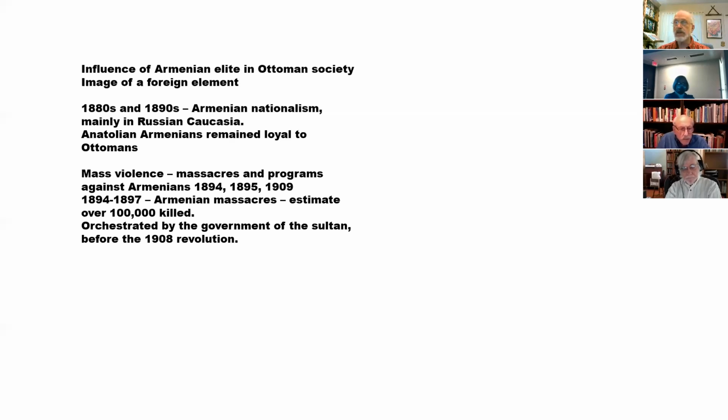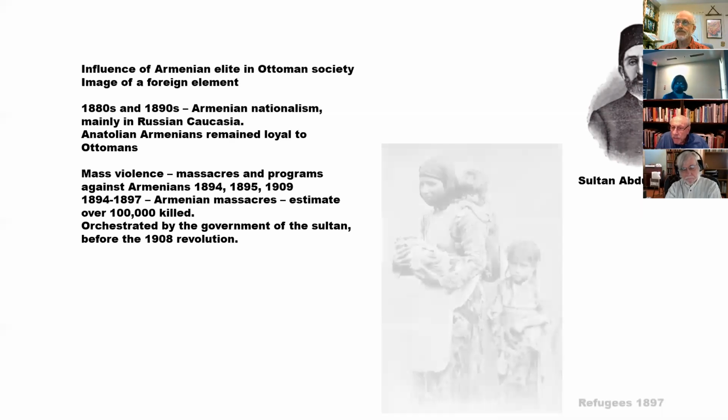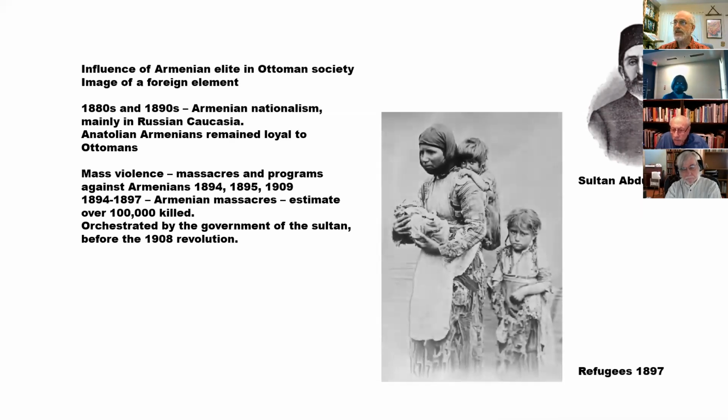This is orchestrated by the government of the Sultan to relieve pressure and to promote national feeling among the Turks, and that's even before the 1908 revolution and before the horrible things that happened in World War I. Here's the Sultan Abdul Hamid II, who was in and out of office, and a very humbling picture of refugees, 1897. There may have been an Armenian elite, but there are large numbers of poor Armenians.